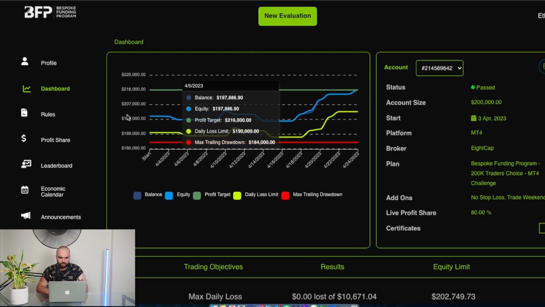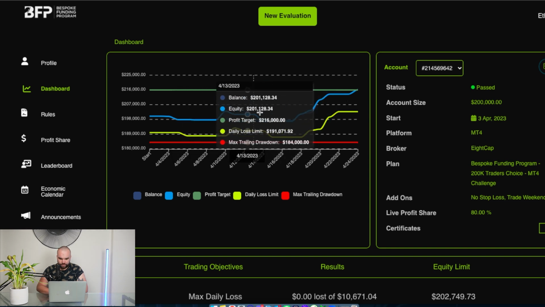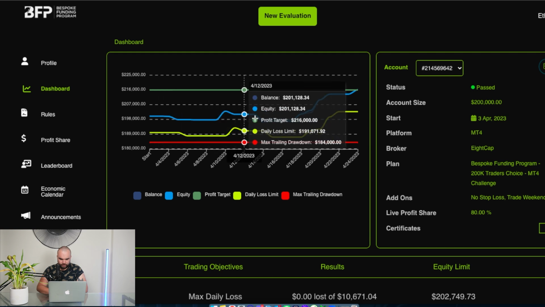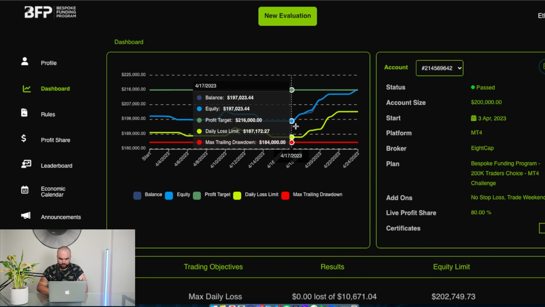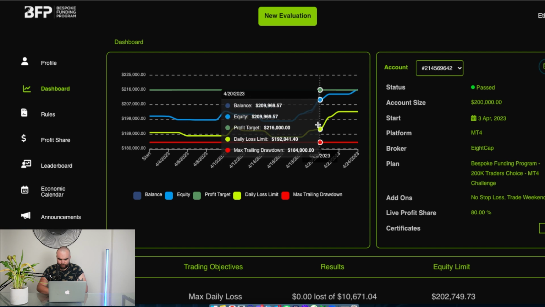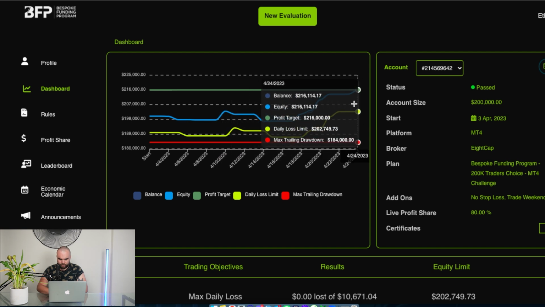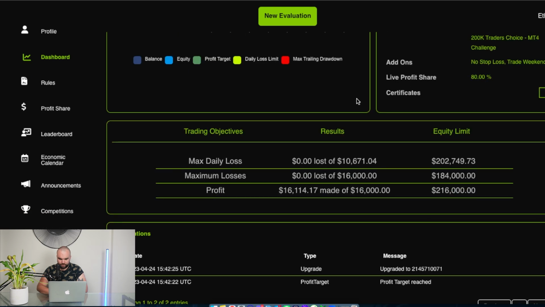Okay, so here we are on the Bespoke Funding Program dashboard. Here you can see this was my phase one. You can see that here are the periods where I took a bit of a loss. I was in a bit of drawdown here by about 1.5%. We then started to claw up day by day until we got to the target, which is right about here, $216,000, which is about 8%.